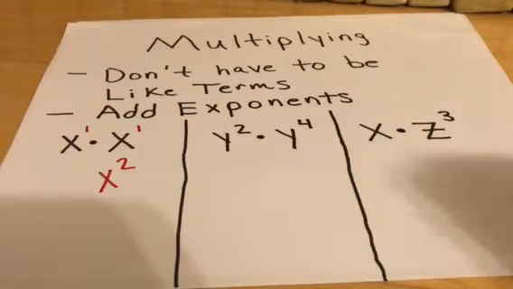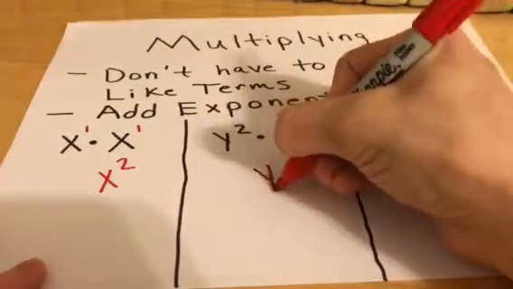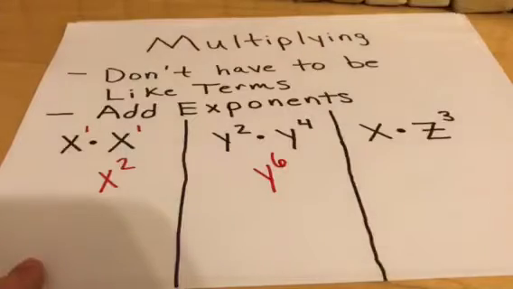If you look at this center problem right here, you can already figure what this is. This is an exponent of 2, an exponent of 4. So when I add those exponents together, we're going to get 2 plus 4, and that's just going to be 6. So my answer is y to the 6.